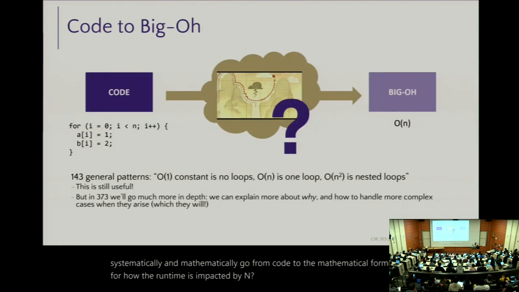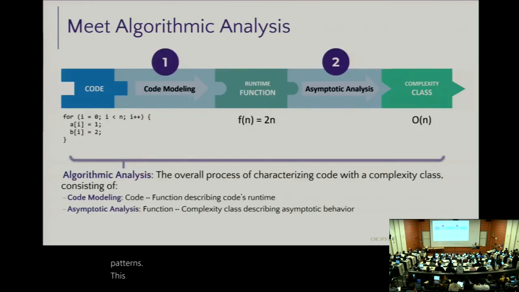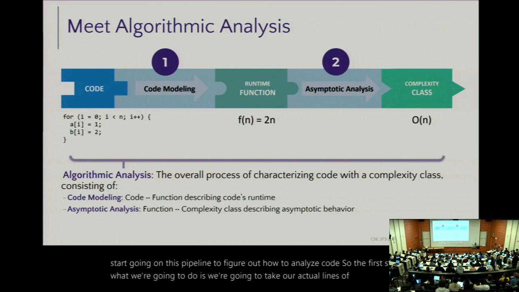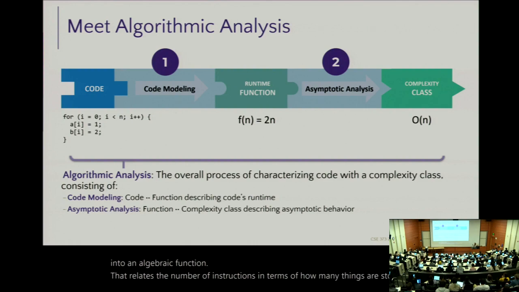Meaning, how do we go from code to this idea of big O, this asymptotic analysis that we're going to talk about? So we had some basic patterns. This is what we're going to do together between today, Wednesday, Friday, and then Monday and Wednesday again next week: we're going to start going on this pipeline to figure out how to analyze code. So the first step is we're going to take our actual lines of code and do something called code modeling, and we're going to transform that code into an algebraic function that relates the number of instructions to how many things are stored in the data set, i.e. n.